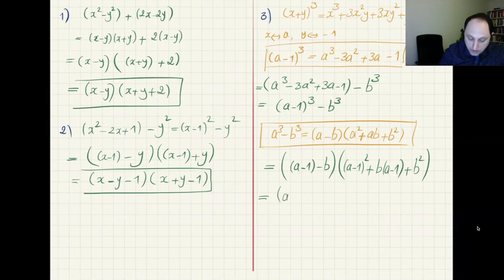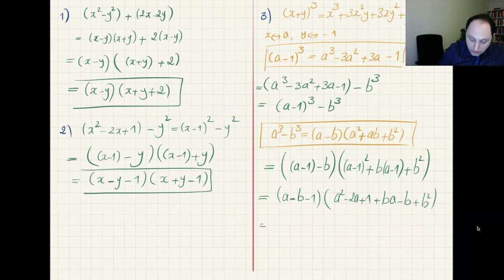Then it becomes a minus 1 minus b, but I prefer to write it as a minus b minus 1. And the second one, I square it, because no one will leave this factor as messy as this one right now. So I will try to simplify this factor on its own. I will square it, so it becomes a squared minus 2a plus 1. Then I will multiply the other ones. So it becomes ba minus b, and then I have b squared.